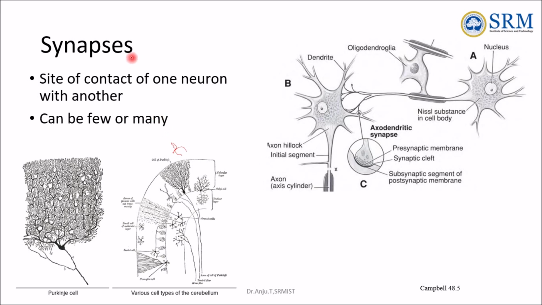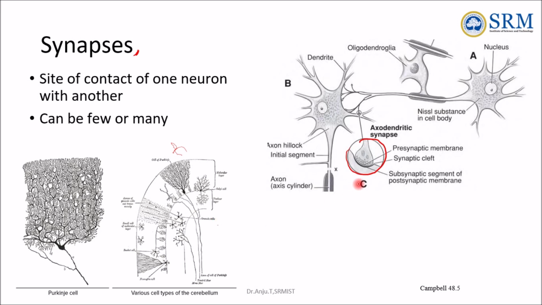You have another part which we call the synapses. So this is the synapse, the nerve ending. You can see a small gap between the presynaptic cell and the postsynaptic cell. This is called the synaptic cleft. The synapse is the site of contact between the presynaptic cell and the postsynaptic cell. Actually it is like a cleft here.